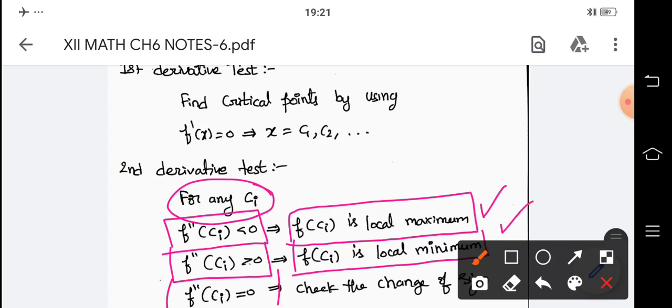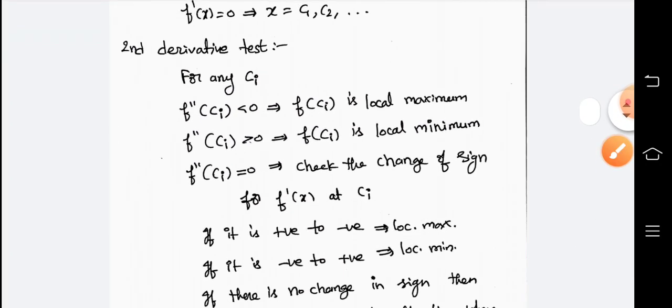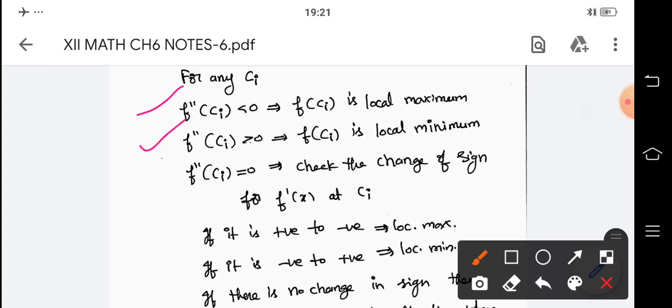I will have to go one step ahead. What is that? See, after the first derivative test, in the second derivative test, less than 0 is maximum, greater than 0 is minimum, and equal to 0 will happen like this. We will have to go back and see the nature of f dash of x. Nature of f dash of x, I am saying. It is not the nature of f of x. Nature of the first derivative f dash of x at ci.